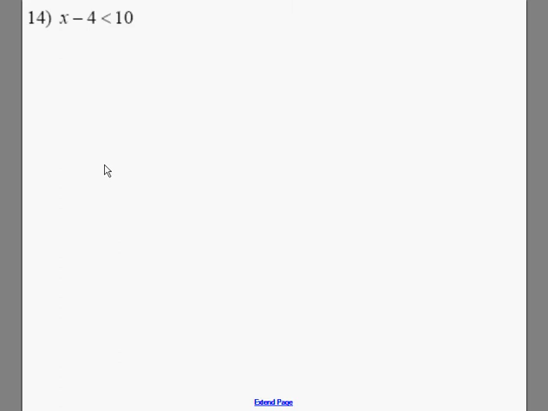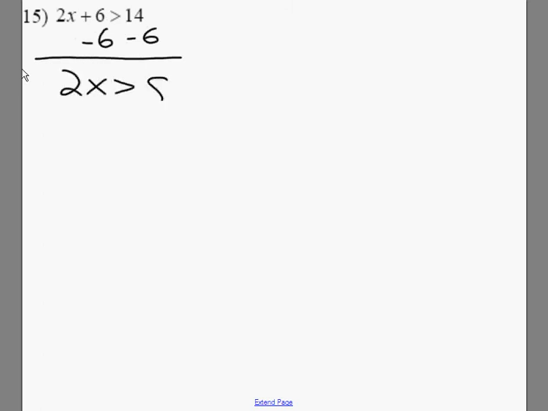Solving inequalities is just like solving equations. With this problem, we're going to add 4 on both sides, and we're going to get x is less than 14. The next problem involves 2 steps where we're going to subtract 6 on both sides. We're going to get 2x is greater than 8. Then we're going to divide both sides by 2, and we're going to get x is greater than 4.